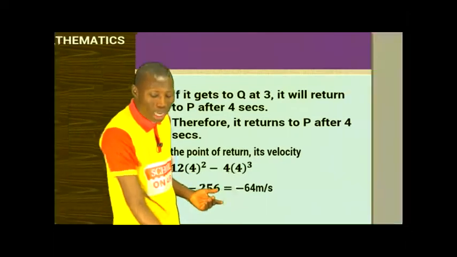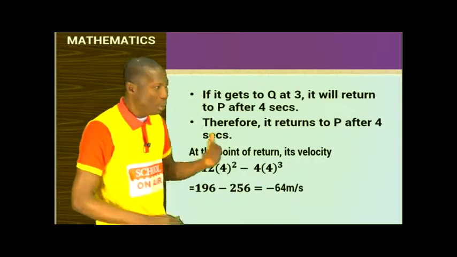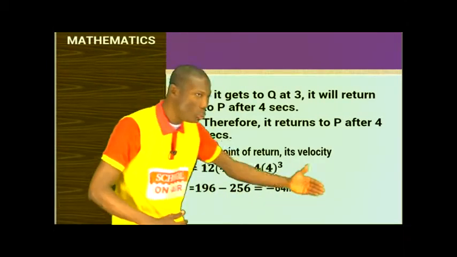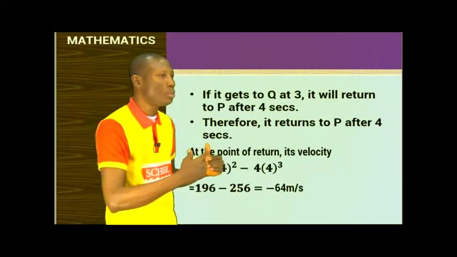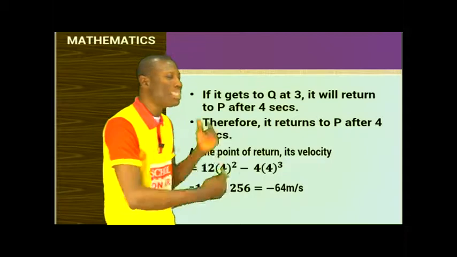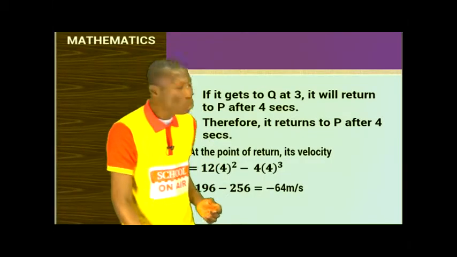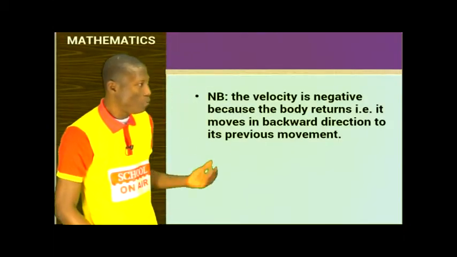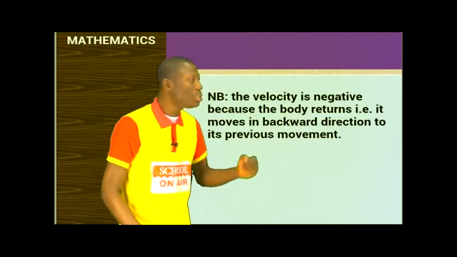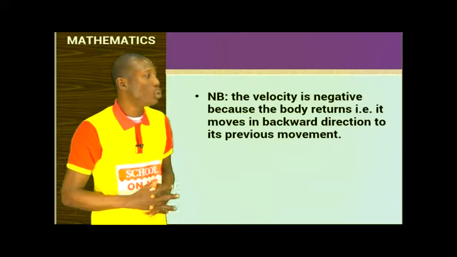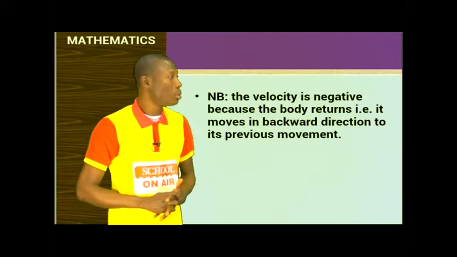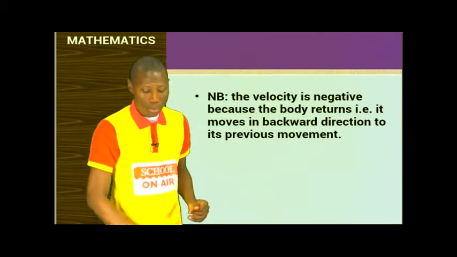Why minus? We get minus because the body moves from P to Q, then returns to P. By the time the body is moving out, it has positive velocity, but by the time it's coming back, we have negative velocity. That's why we have minus 64. As I said, NB, the velocity is negative because the body returns, that is, it moved in a backward direction to its previous movement.